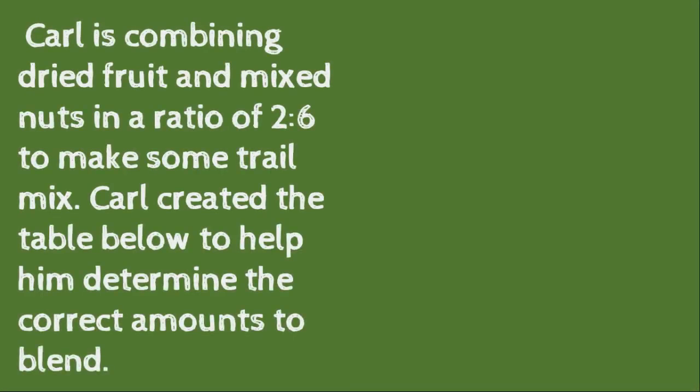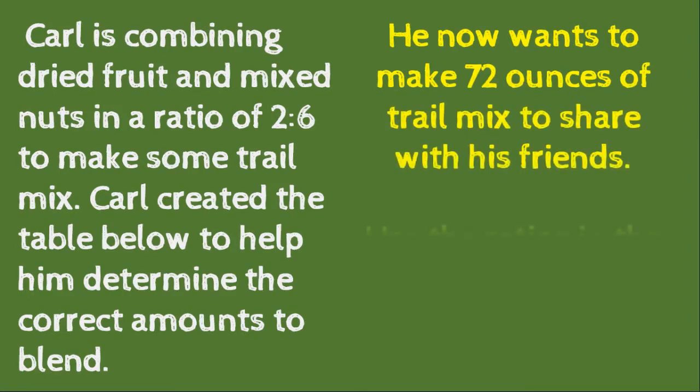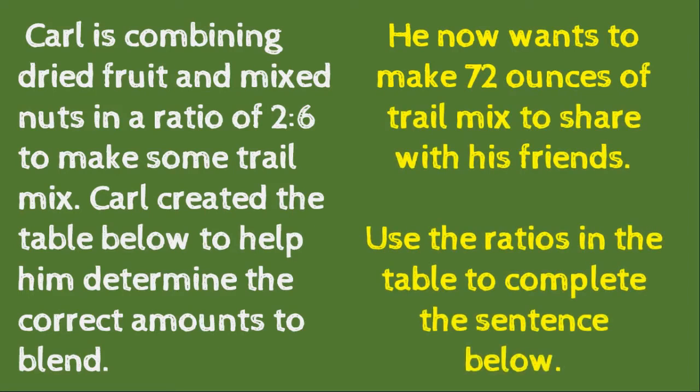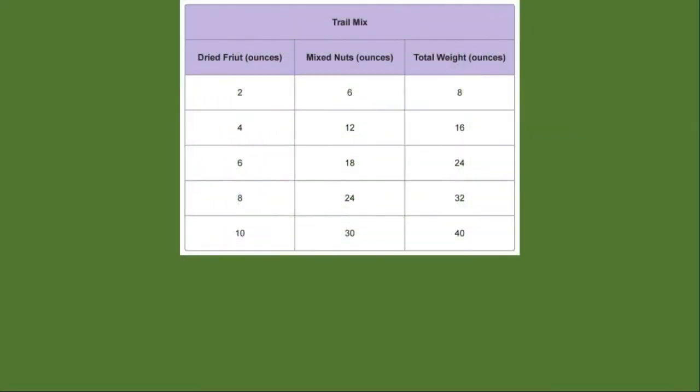Carl is combining dried fruit and mixed nuts in a ratio of 2 to 6 to make some trail mix. Carl created a table below to help him determine the correct amounts to blend. He wants to make 72 ounces of trail mix to share with his friends. Use the ratios in the table to complete the sentence below. So we have our table.